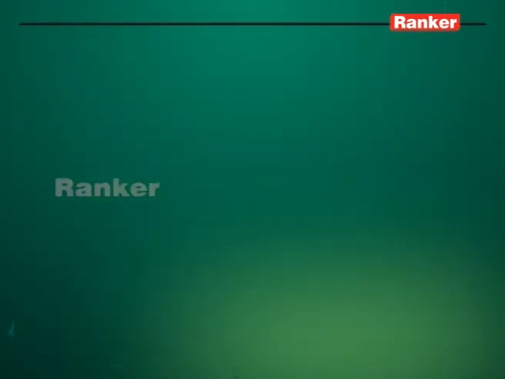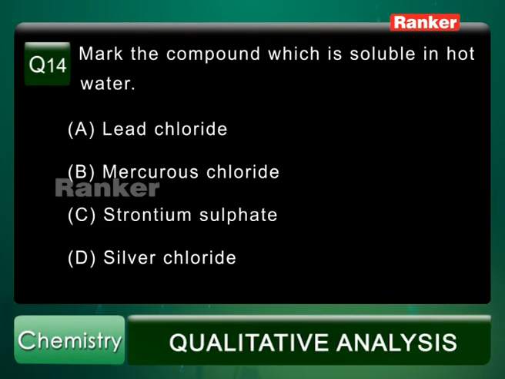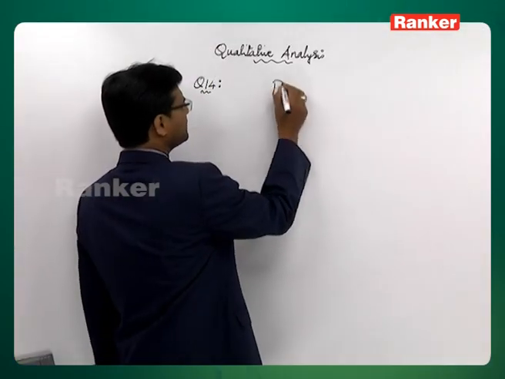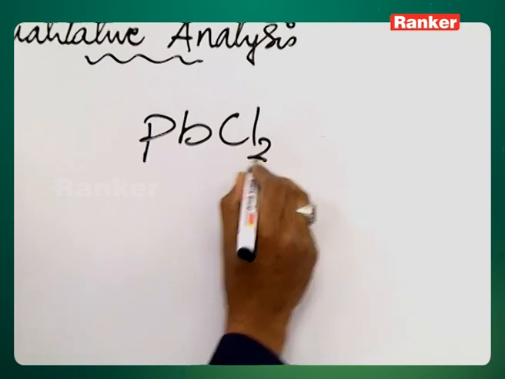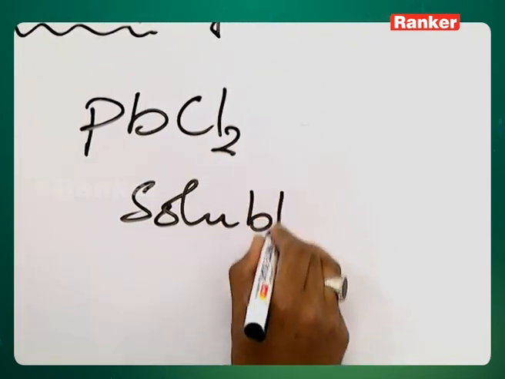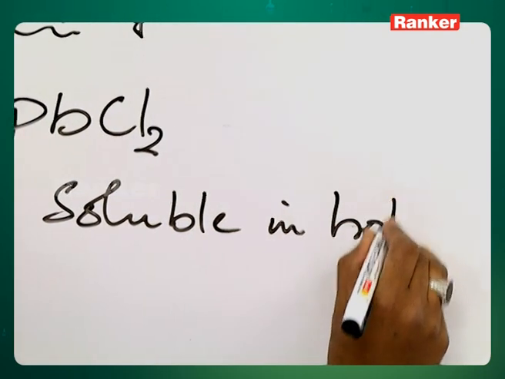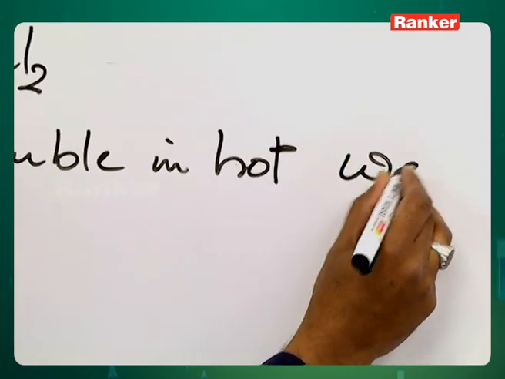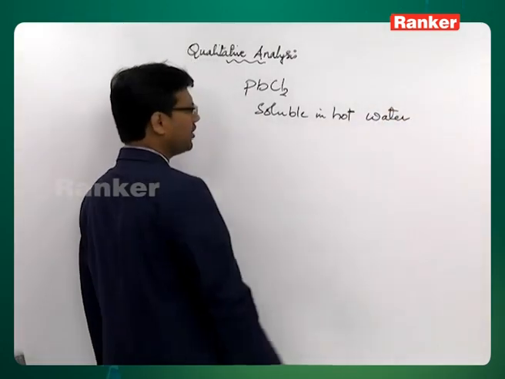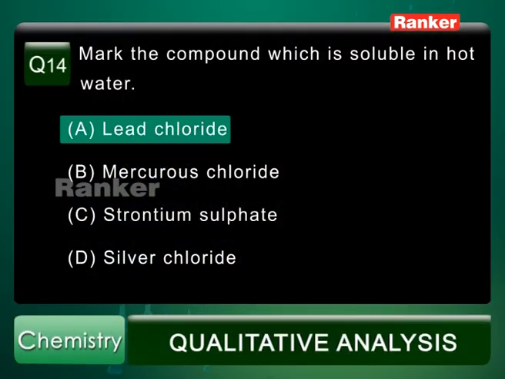Question number 14. Mark the compound which is soluble in hot water. A. lead chloride, B. mercurous chloride, C. strontium sulphate, and D. silver chloride. And the correct answer is A. PbCl2, lead chloride. PbCl2 is soluble in hot water. It is sparingly soluble in cold water, but reasonably soluble in hot water. So the answer is A. PbCl2, lead chloride.